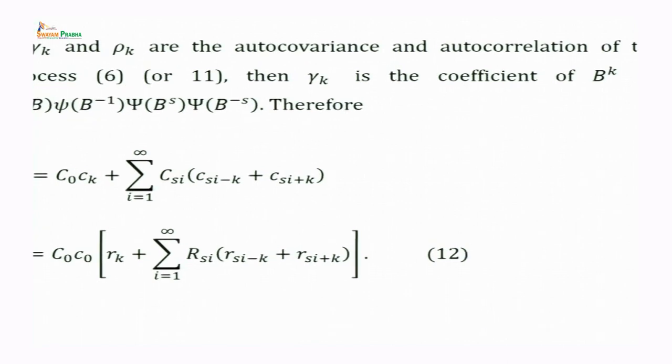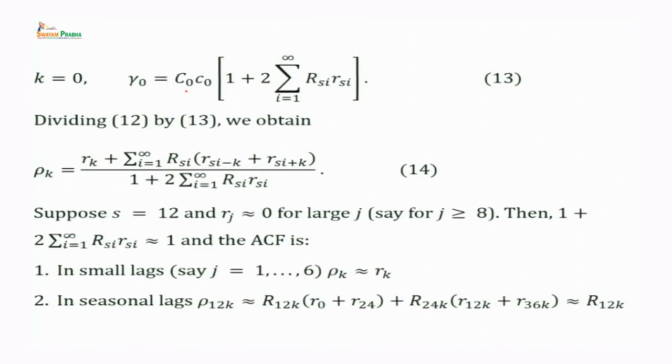For k equal to 0, you have gamma_0 equal to capital C_0 small c_0 into 1 plus 2 times summation i equal to 1 to infinity of capital R_{si} into small r_{si}.